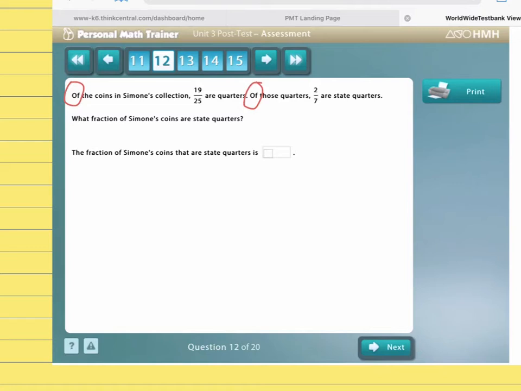Very similar problem to the one we had before. Of Simon's collection, 19/25 are quarters. Of those, 2/7 are state quarters. What fraction of Simon's coins are state quarters?